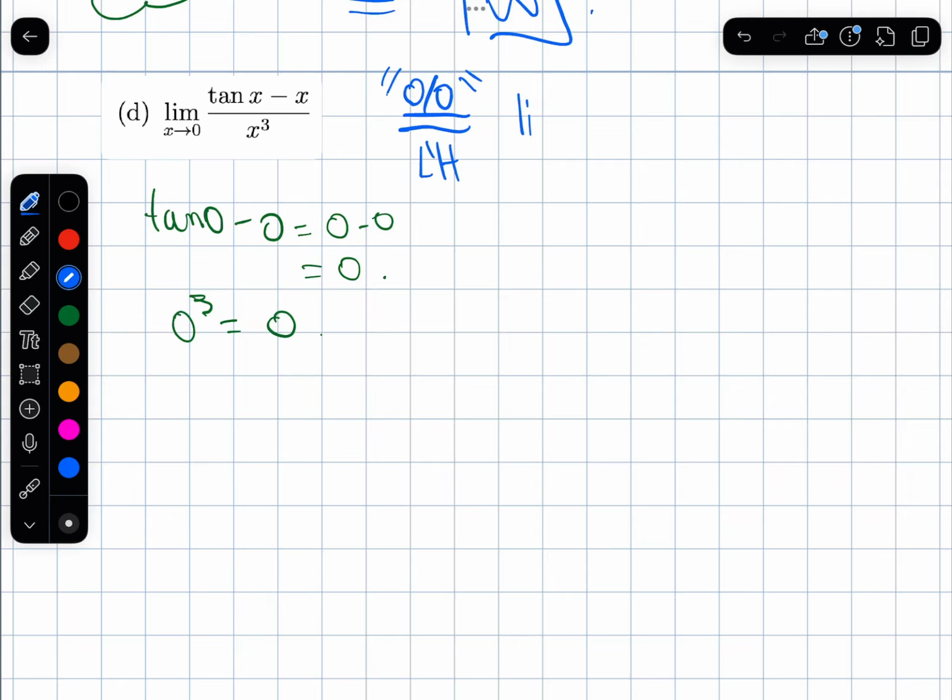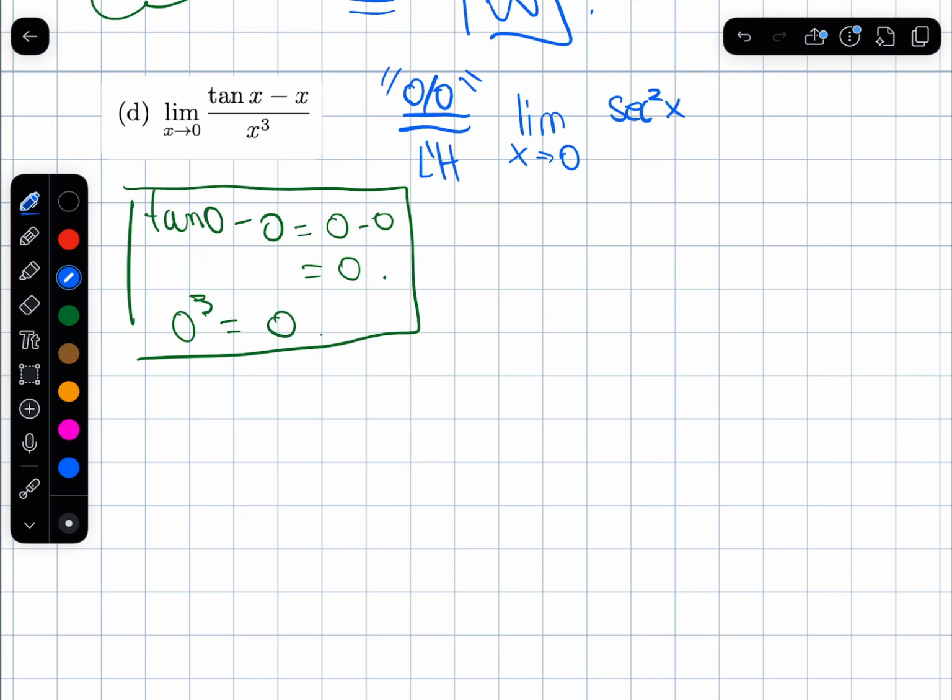I derive the top, and I'm going to skip some of the steps of writing the derivative and then calculating it next step. I'm just going to calculate it in the same step. So the derivative of tangent is going to be secant squared. The derivative of negative x is negative 1. And then the derivative of x cubed is 3x squared. Again, this is not the quotient rule. This is L'Hopital's rule. Just deriving the top and the bottom separately.